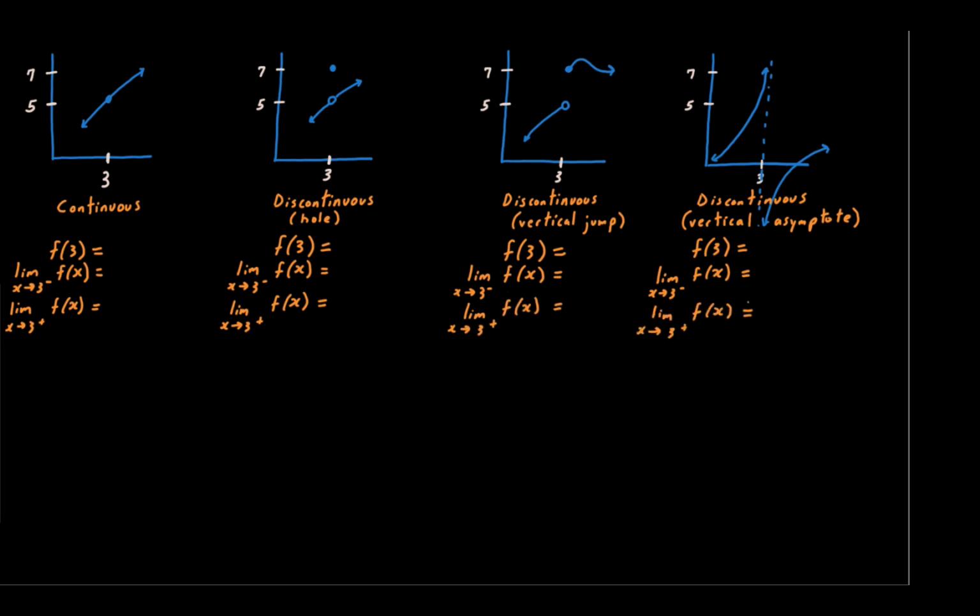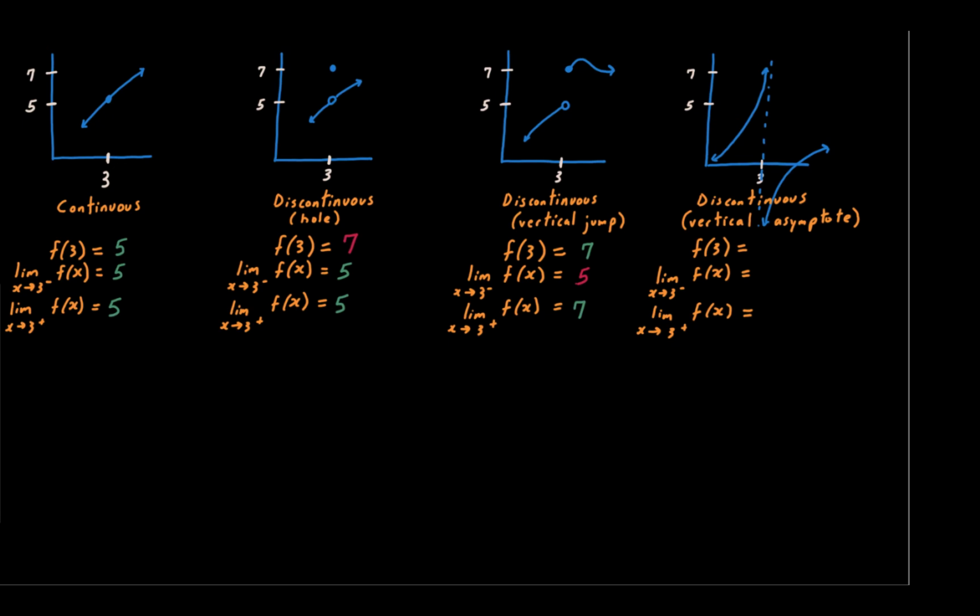Now then, for this first trio, the function value is 5, the left limit value is 5, and the right limit value is 5. For the second trio, even though the left limit and the right limit both equal 5 again, this time around the function value is 7, and that's why it's discontinuous. And because of that difference, we had a hole. For the third batch, f of 3 is 7, and the right limit is 7, but the left limit is 5. That's why we had a vertical jump.